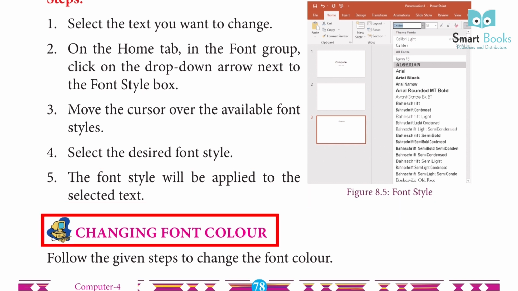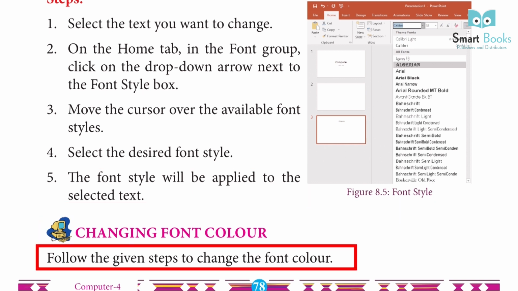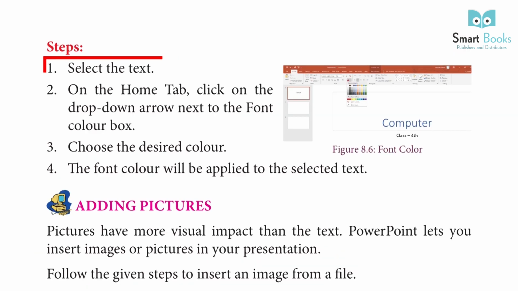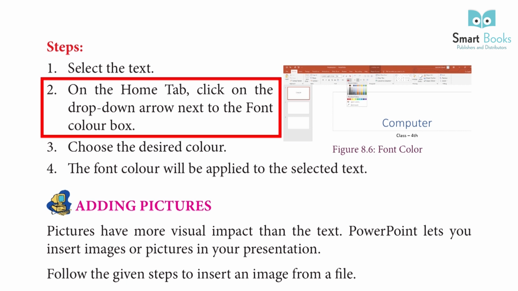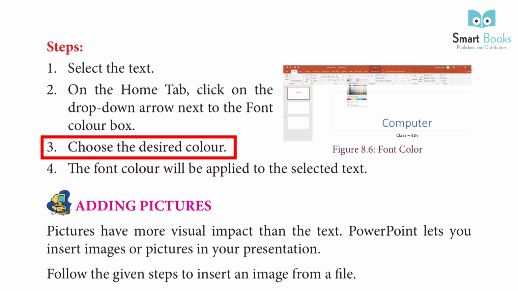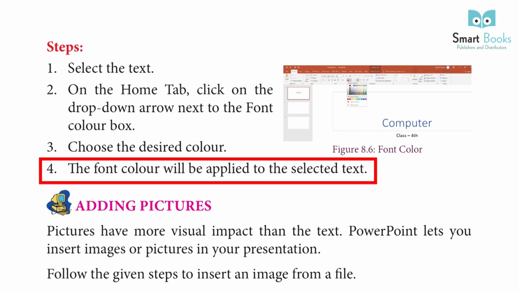Changing font color. Follow the given steps to change the font color. Steps: 1. Select the text. 2. On the Home tab, click on the drop-down arrow next to the font color box. 3. Choose the desired color. 4. The font color will be applied to the selected text.